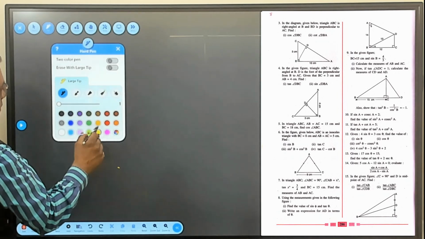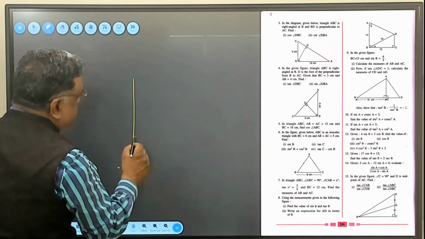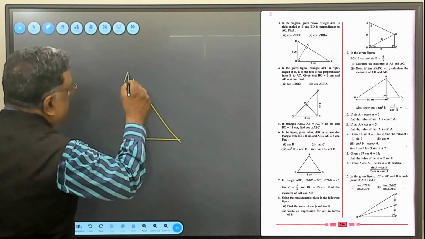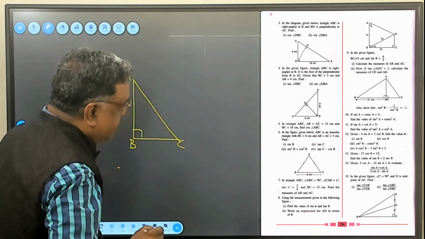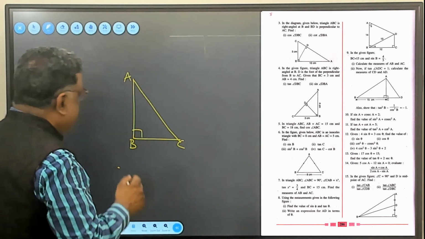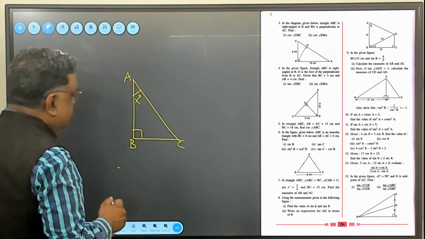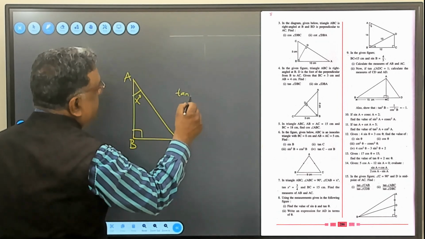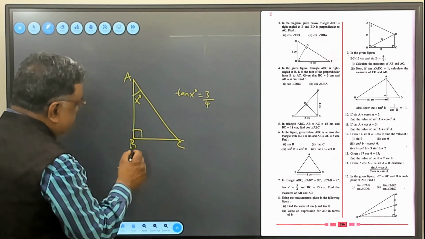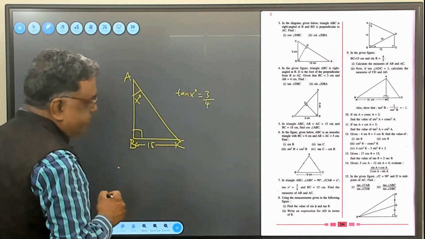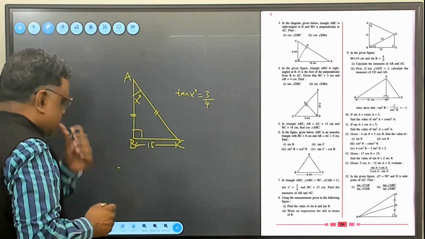The seventh one is: in a triangle ABC, angle B is 90 degrees, angle CAB is given as x degrees, tan x is given as 3 by 4, and BC is 15 centimeters. Find the measures of AB and AC. Okay, let's try to do that.